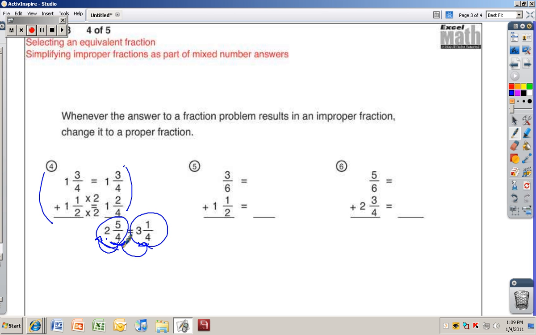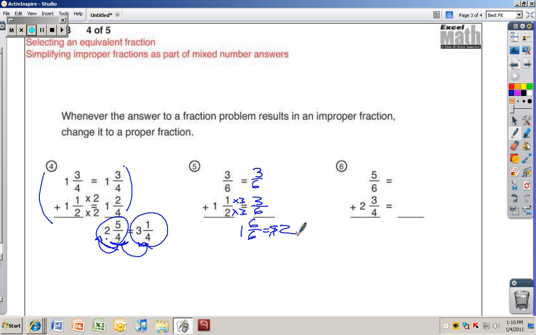Okay, number 5. Well, you have to make the denominators the same. So to get the same denominator, you do times 3 equals 6 over 6, which equals 1. Forgot a number there. Oh, 2, because 1 and 1, so it equals 2. My bad. Right, don't forget that whole number in there.